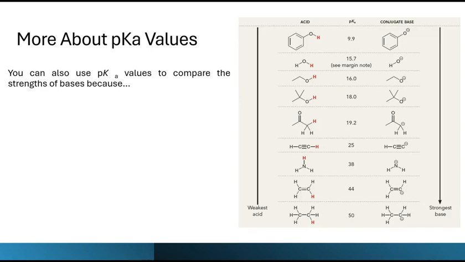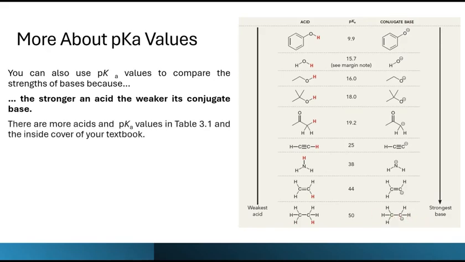More about pKa values. You can also use pKa values to compare the strengths of bases, because the stronger the acid, the weaker its conjugate base. So if we have a strong acid, like we see up here, these are stronger and these are weaker, the stronger the acid, the weaker its conjugate base will be. The weaker the acid, the stronger its conjugate base. There are more acids and pKa values in Table 3.1 and on the inside cover of your textbook.